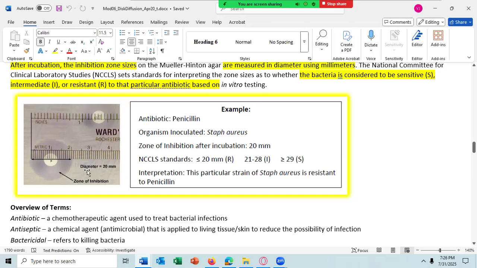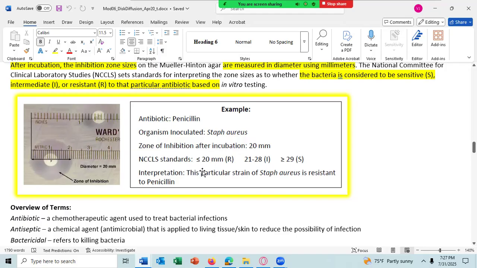So here we have a zone of inhibition after we've grown the bacteria on the plate, and that's the paper disc containing the antibiotic. This antibiotic is penicillin. I'm assuming it's penicillin G. The organism plated is Staphylococcus aureus. If the zone size standard from the NCCLS is 20 millimeters or less, then this species is resistant to that antibiotic.